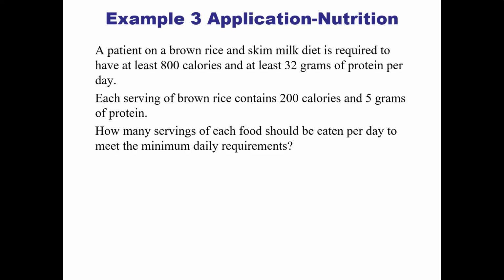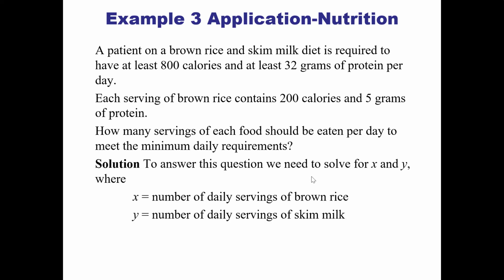All right, so here we have a patient on a brown rice and skim milk diet who is required to have at least 800 calories and at least 32 grams of protein per day. Now, each serving of brown rice contains 200 calories and 5 grams of protein. How many servings of each food should be eaten per day to meet the minimum daily requirements?